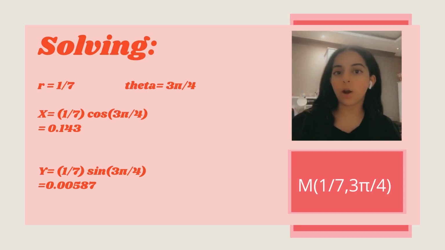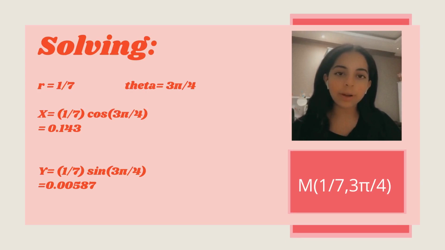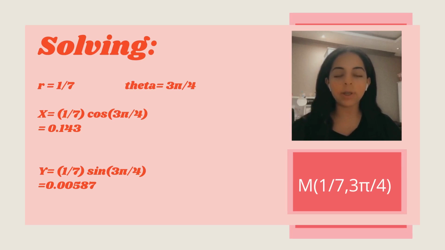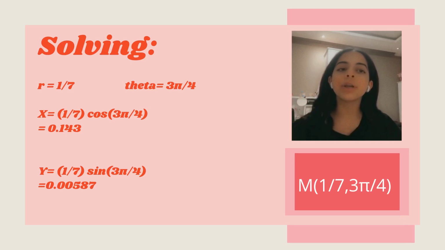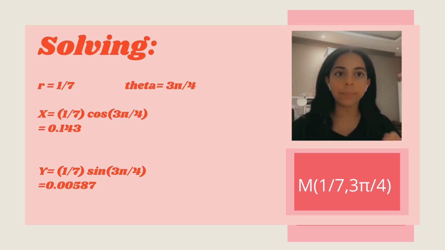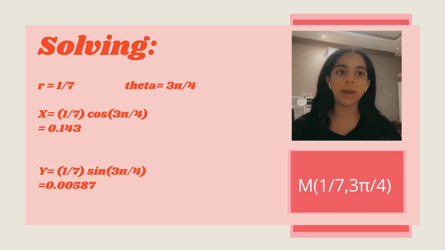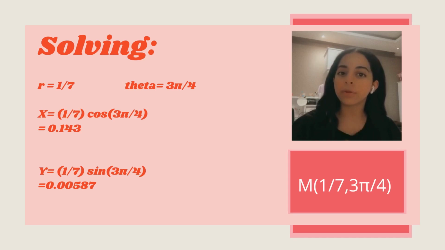Now here comes the hard part, solving the question. It's not really a hard part, but it's the main part of the question. So now we need to convert, like I said, the polar coordinate into a rectangular coordinate. So first, let's identify the r and the theta so we can plug it into our formulas. So r is 1/7 and theta is 3π/4. Now this is very obvious to find. Now let's plug it into our first formula.